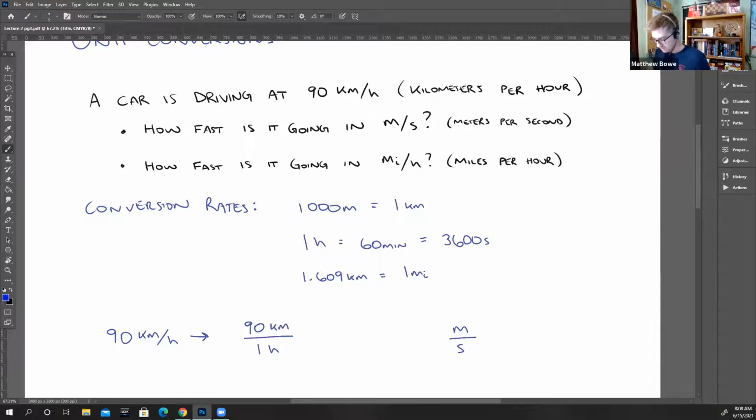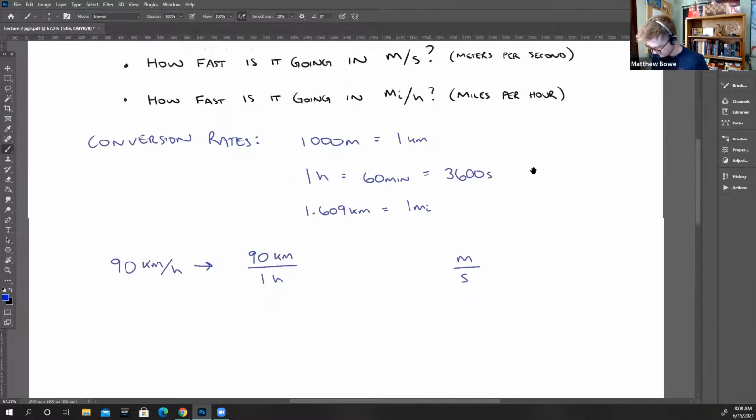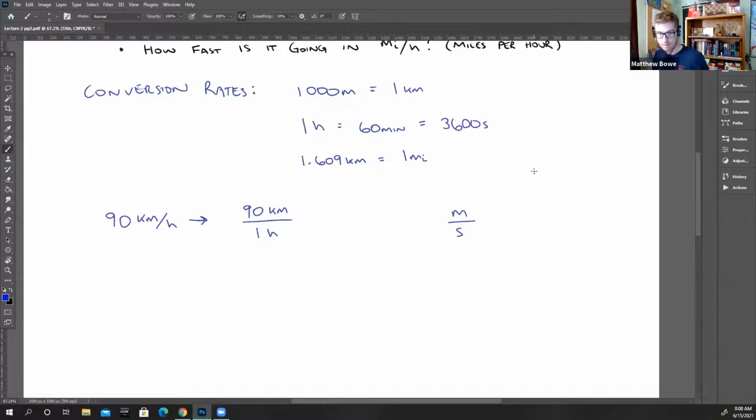So let's do this conversion. We have 90 kilometers in 1 hour. We need to go to meters per second. So instead of having hours on the denominator, let's make that seconds. So we're going to multiply by this conversion rate right here. In order to cancel out the unit of hours, we need to have hours on the top of this fraction over here. So 1 hour.